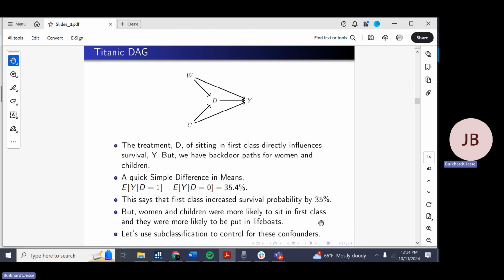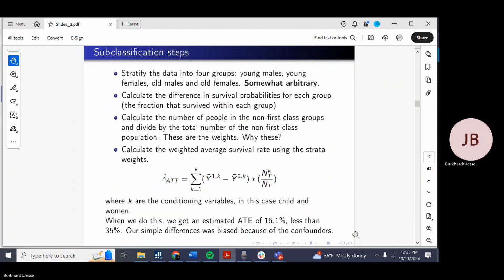But women and children were more likely to sit in first class, and they were more likely to be put in lifeboats. So let's use subclassification to control for these confounders. All right, we want to reweight our means in order to get a better estimate of this. So we're going to stratify the data into 4 groups: young males, young females, old males, and old females. This is somewhat arbitrary. Calculate the difference in survival probabilities for each group, the fraction that survived within each group. Young males are just going to be probably children, male children, versus older males. We're then going to calculate the number of people in the non-first class groups and divide by the total number of the non-first class population. And these are our weights.